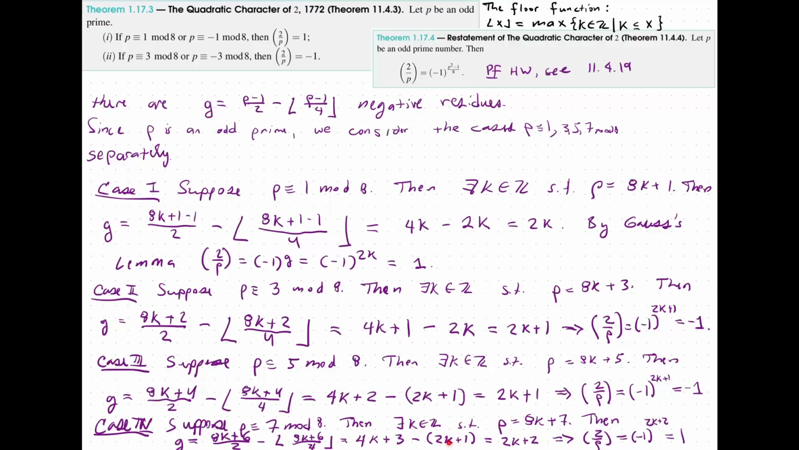And so that's what we have in here. And so we simplify this. We have 2k plus 2. That's always even. So by Gauss's lemma, this is equal to 1, which tells us that the Legendre symbol of 2 on p is 1. And we are done.